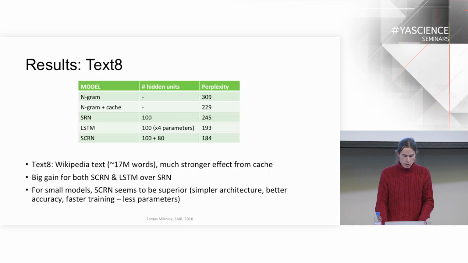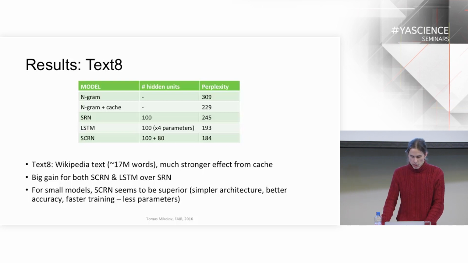That's why we chose the text8 dataset, which is about 17 million words from Wikipedia. The effect from cache is much stronger there because there's a wider variety of topics. And we can see that cache is helping Ngram models quite a lot, like a 25% reduction of perplexity, going from 309 to 229. The simple recurrent network is already quite a bit better than Ngram here. And LSTM beats the simple recurrent network by quite a margin, by 50 points in perplexity. SCRN, even if it has fewer parameters than LSTM, is even better than that.